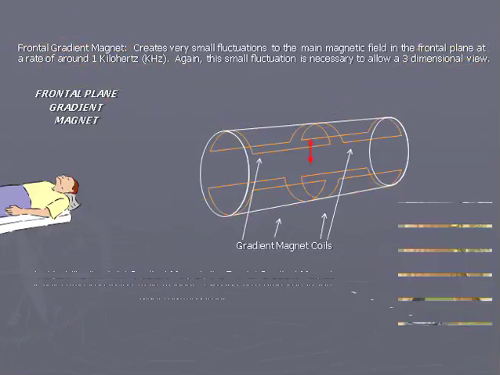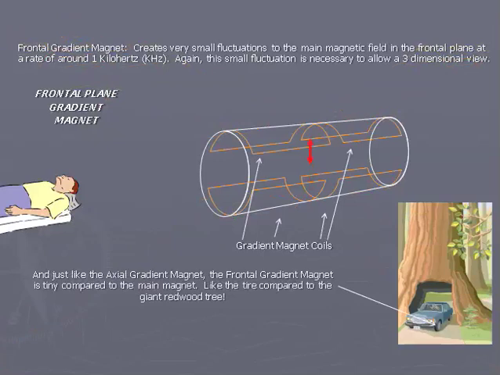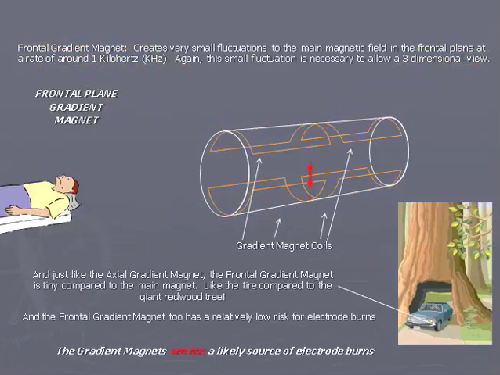And just like the axial gradient magnet, the frontal gradient magnet is tiny, approximately 24 milliteslas compared to the main magnet, like the tire compared to the giant redwood tree. And the frontal gradient magnet too has relatively low risk for electrode burns. Again, the gradient magnets are not a likely source of electrode burns.